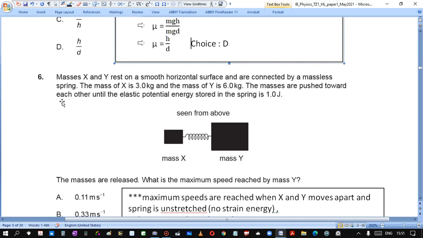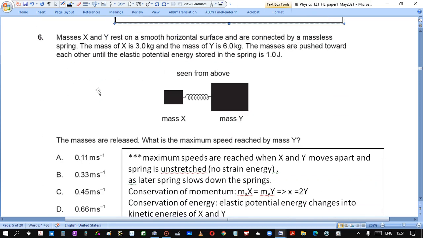Question 6. The masses x and y rest on a smooth horizontal surface and are connected by a massless spring. The mass of x is 3 kg, the mass of y is 6 kg. The masses are pushed toward each other until the elastic potential energy stored in the spring is 1 joule. The masses are released. What is the maximum speed reached by mass y?